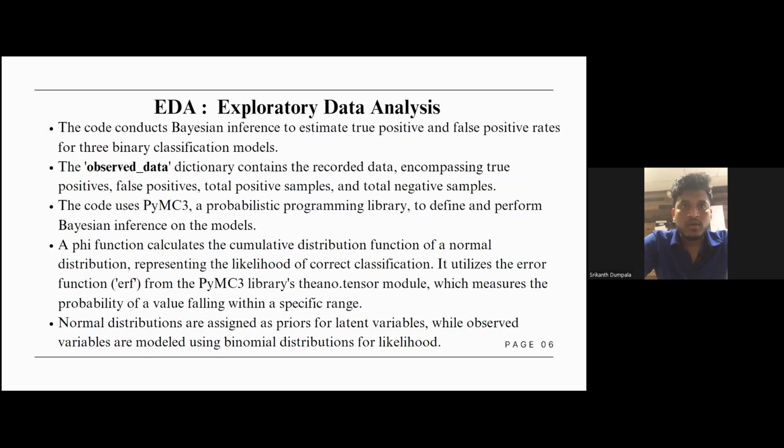Here in the code, our dictionary contains recorded data, target data, and noise observations, and all the samples like false positive, false negative, true positive, and true negative. And we are using the PyMC3 model, a probabilistic programming library, to define and perform the Bayesian inference of these models. And here we used the pi function to calculate the cumulative distribution function and the error function in the PyMC3 library to measure the probability of falling in the specific range.